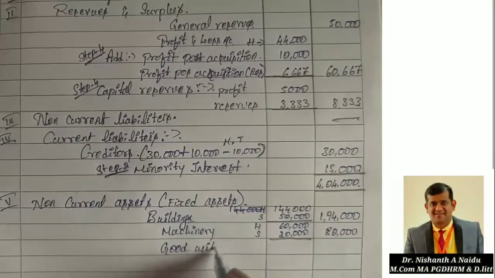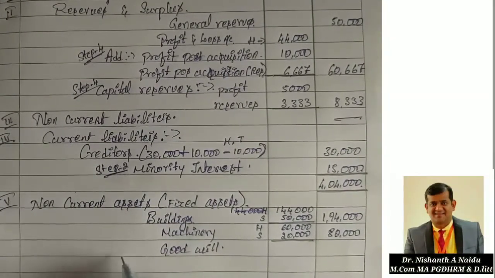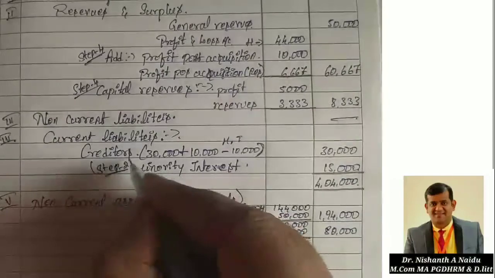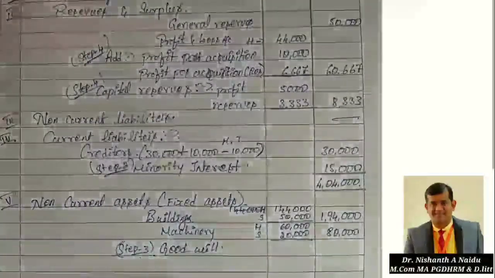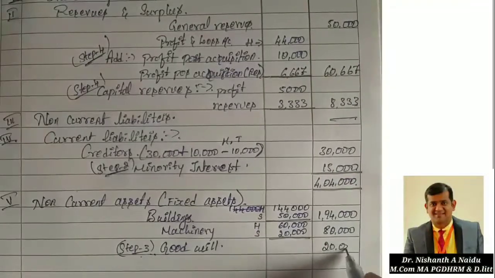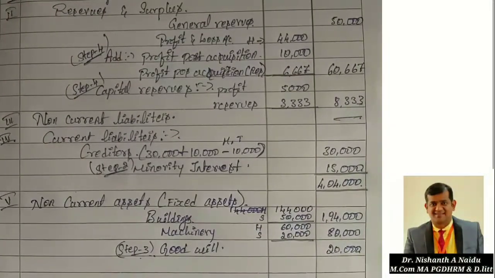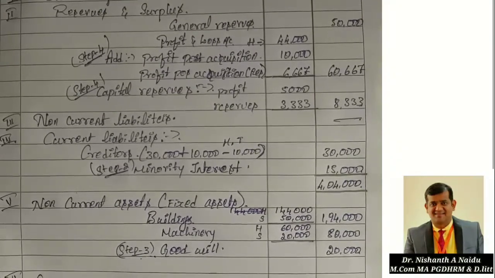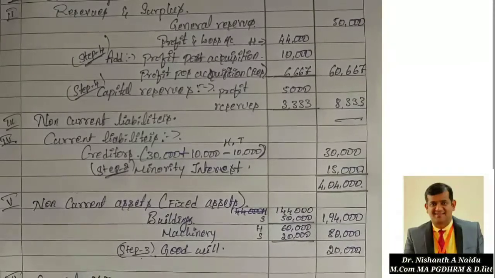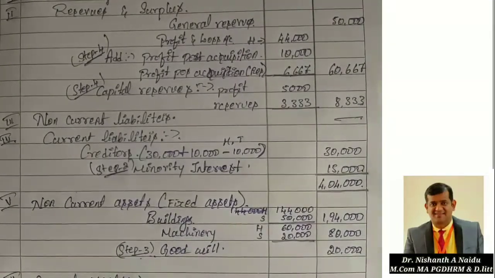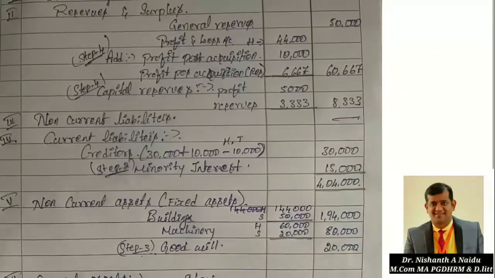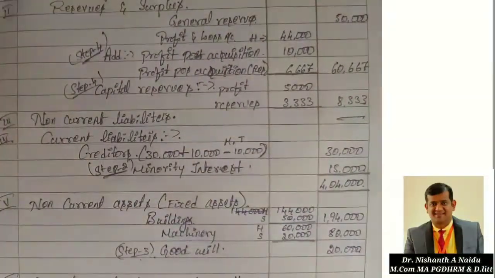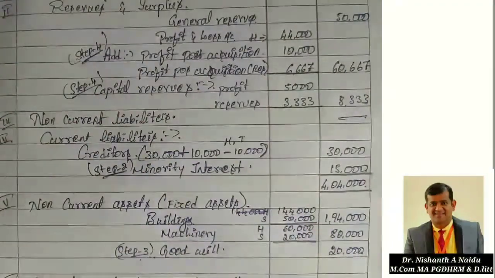So how much goodwill have you identified? So step 3. That is step 3. We will get this from step 3. So how much will you get? You got 20,000, right? So I am mentioning that 20,000 here. So now we have to go for current assets. What are all the items? So we have stock. So first take down stock, H and S. H Company stock 36,000 and S Company stock 6,000.